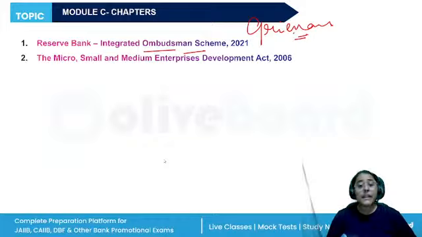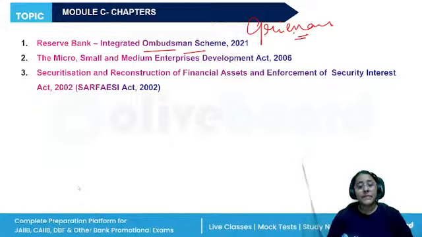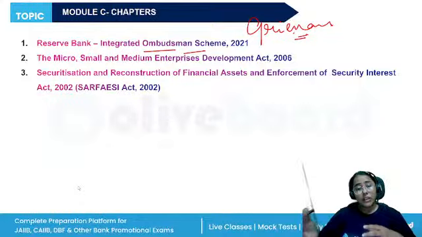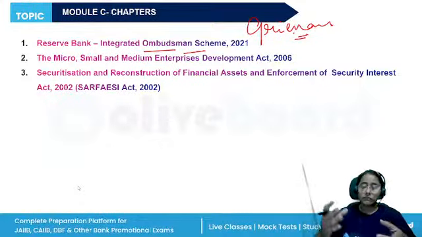If the buyer makes a delay, what penalty do they have to pay? This is covered under the MSMED Act. Then we have the most important act of our module C, which is the SARFAESI Act for the recovery of loans due to the banks. So, without court intervention, what is the procedure for getting the unpaid dues recovered?